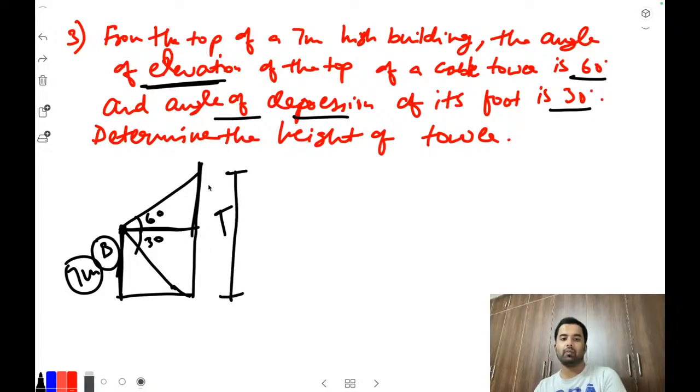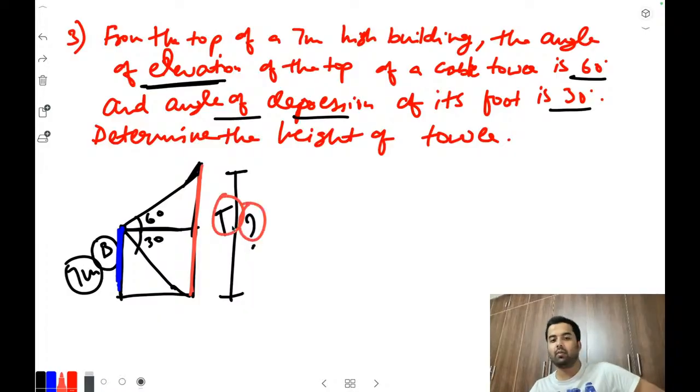If you want to copy this, you can copy this. The question is asking what is the value of the height of tower. You have to use AIA. This is our building and this is our tower. Copy this. At least I drew the diagram for you, so you can easily answer it.